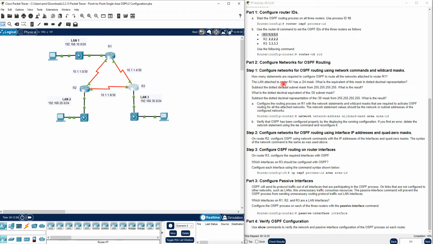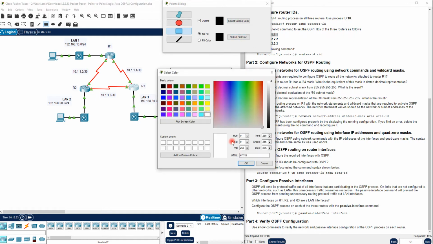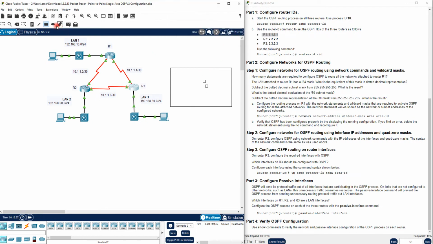And the LAN attached to router 1 has a /24 mask. What is the equivalent of this mask in dot decimal representation? Yes, /24 is 255.255.255.0. It's better right here maybe. Oh, wow. Okay. Doesn't matter. Okay.